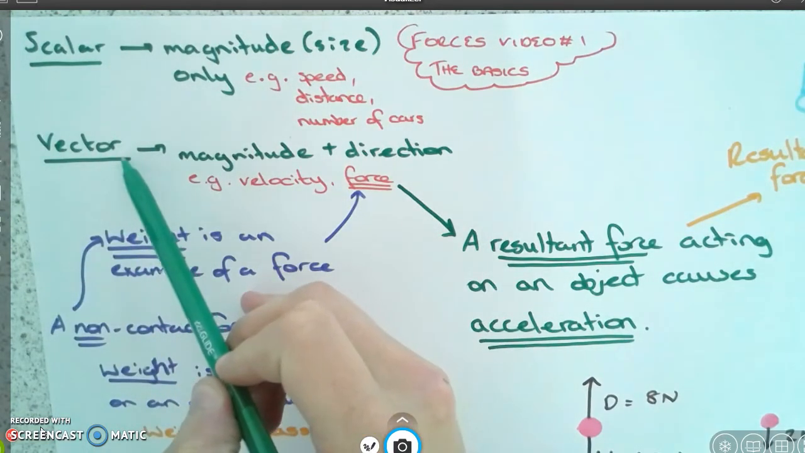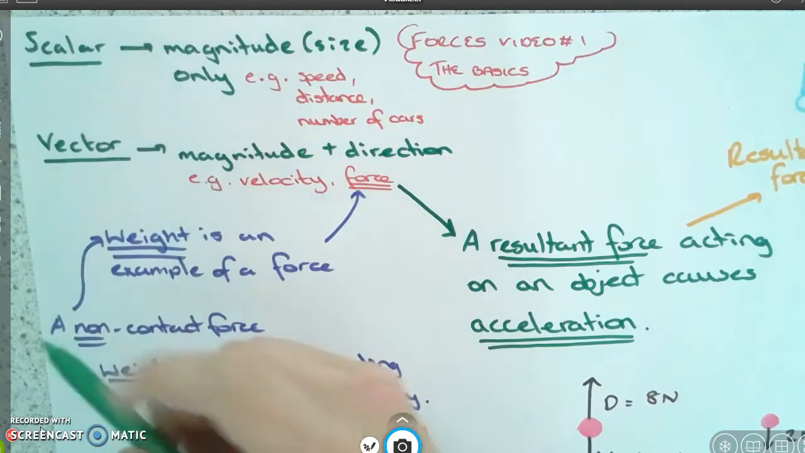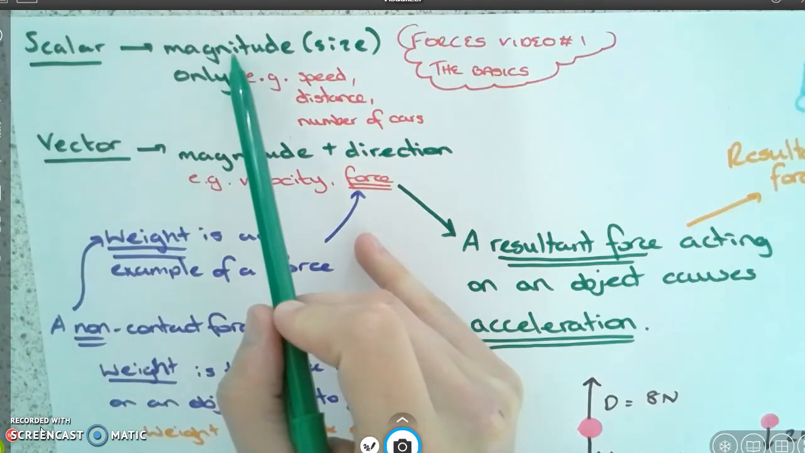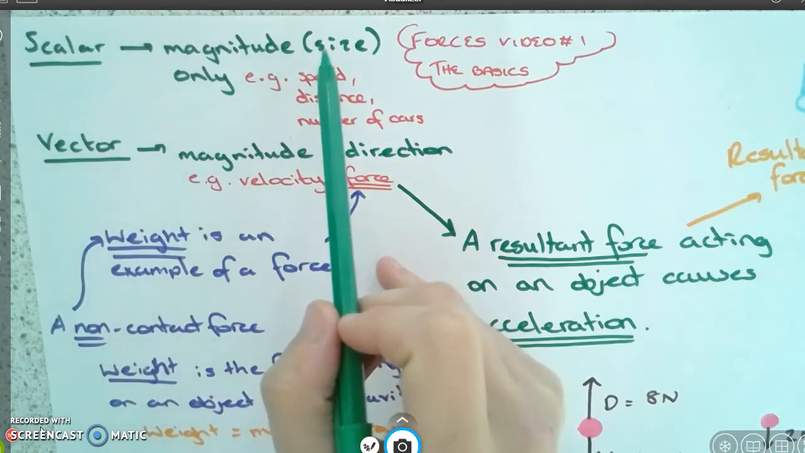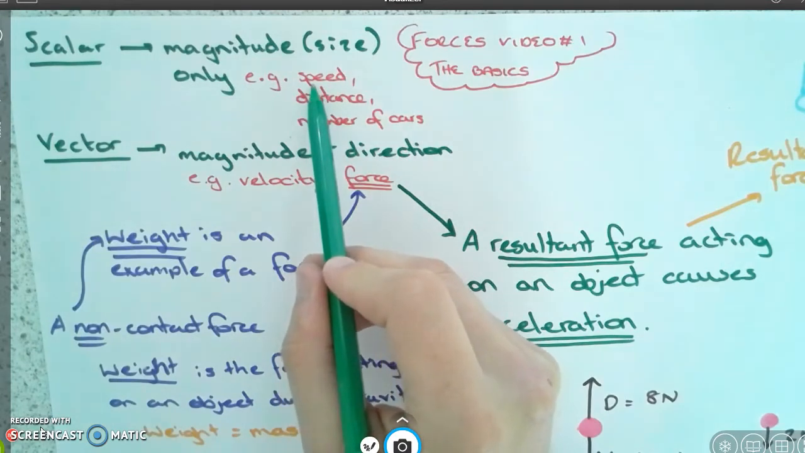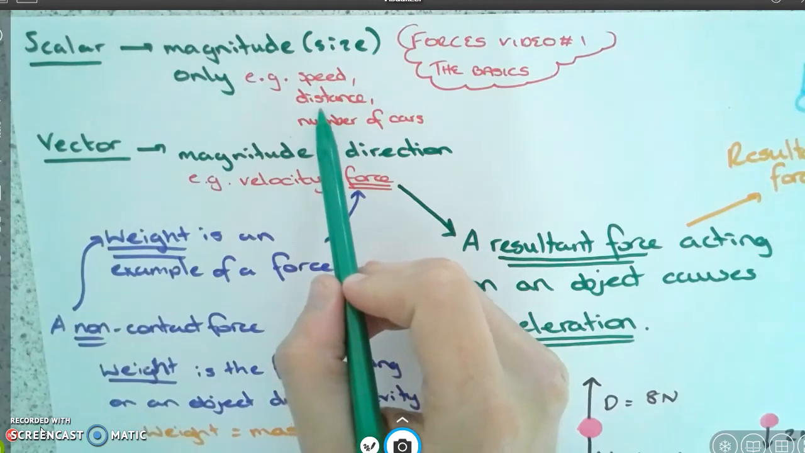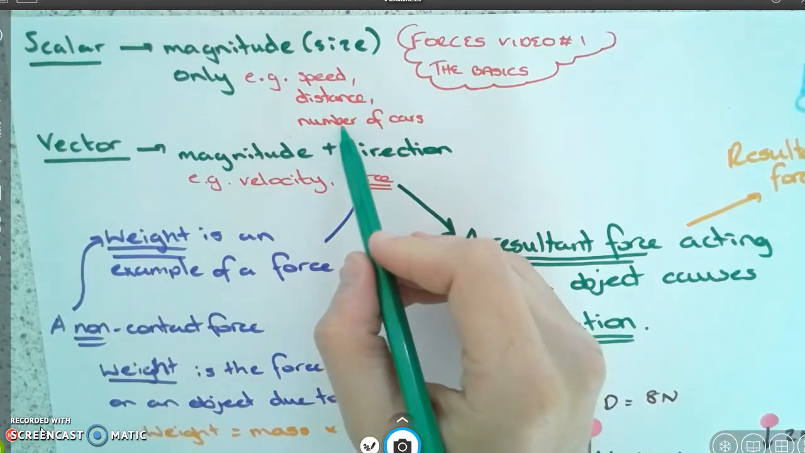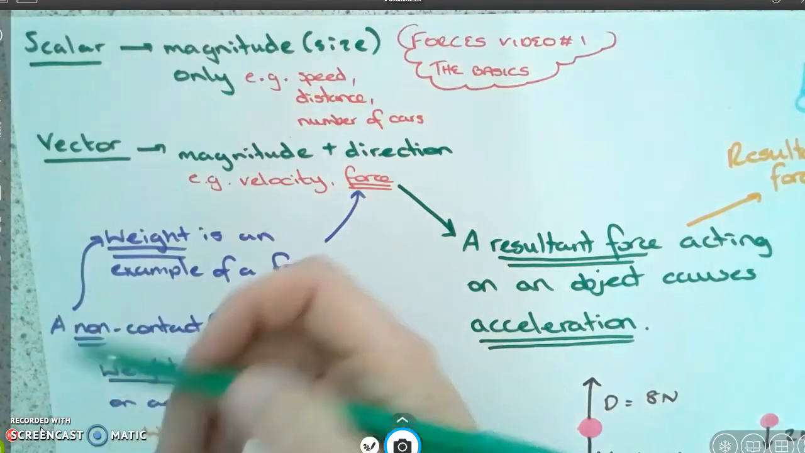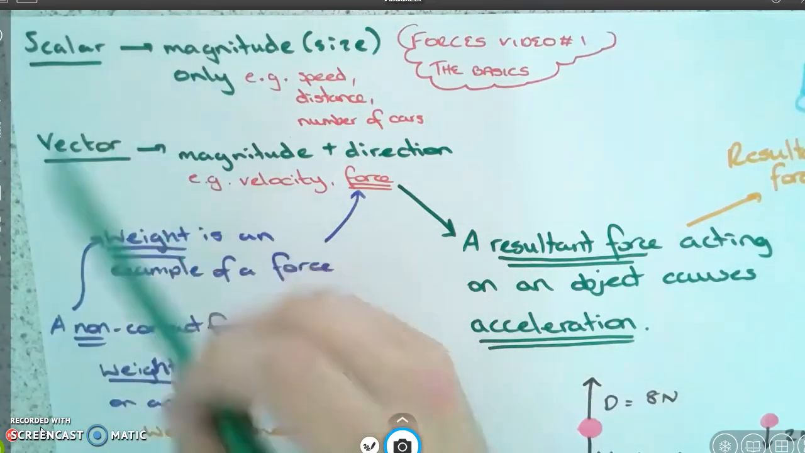quantity. Quantity just being a word for number. So think of a scalar quantity, a scalar number. That is something that only has magnitude, and magnitude is just a scientific word for size. So think, for example, speed, 70 miles per hour. That's just a number. Distance, 5 meters. Again, that's just a number. Even number of cars in a car park, that is just a number. So anything that's just a number is a scalar quantity.